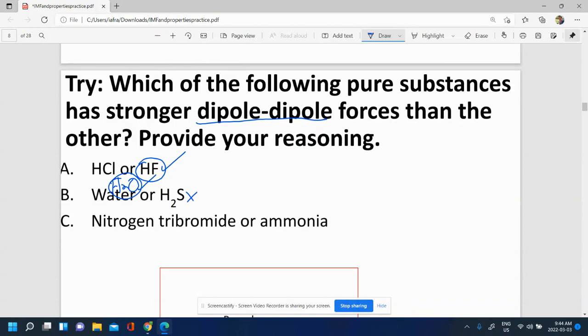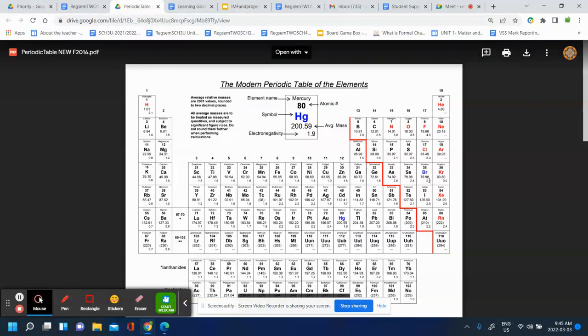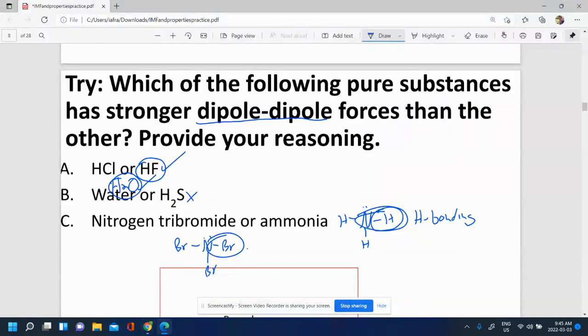The nitrogen tribromide and ammonia, let's take a look here. Ammonia is this, and we know that we have an NH group here, so this is H bonding. Nitrogen tribromide is this here, and I just want to calculate the polarity of that bond just to see what it would be. It's not hydrogen bonding, but we have 2.8 minus 3.0. That's 0.2. These are non-polar bonds.